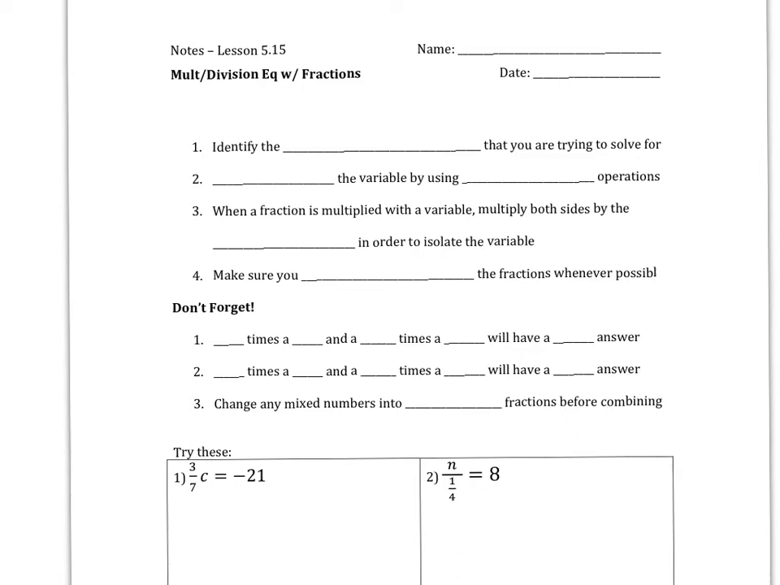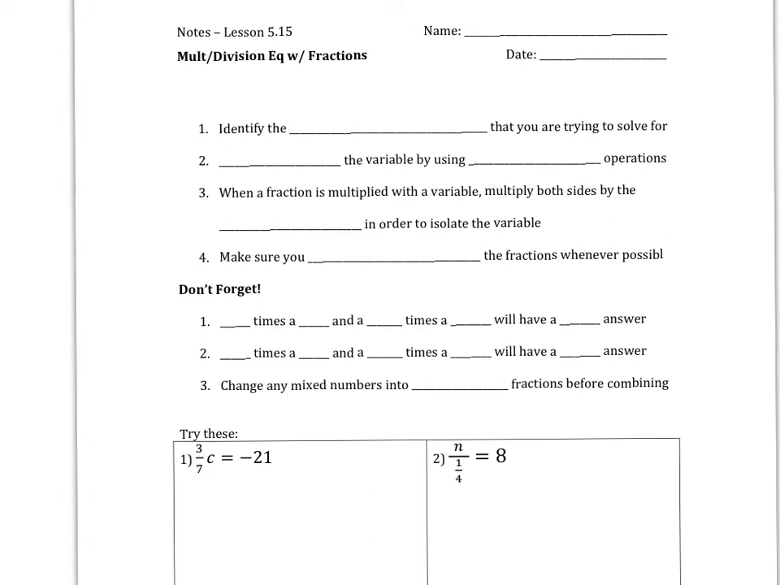Math 7, Lesson 5.15, multiplying and dividing equations with fractions. First thing we want to do is to identify the variable that you're trying to solve for. And once we've done that, we want to isolate the variable by using the inverse operation. So again, we want to get the variable all by itself, and we do that by doing the inverse operation.